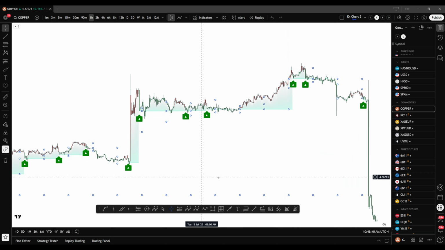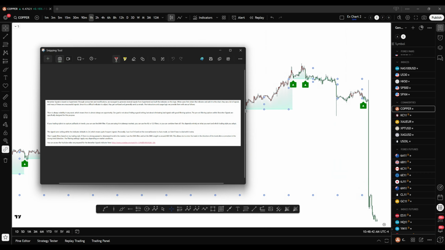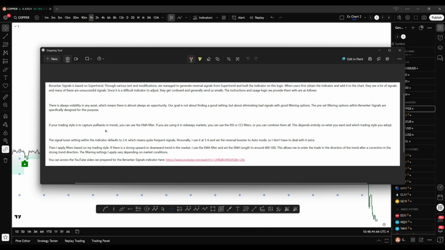And let's talk about this little part of the email so you guys can get a bit more context. So this is what they told me. The Berserker Signals is based on Supertrend. Through various tests and modifications, we managed to generate reversal signals from Supertrend and built the indicator on this logic. When users first obtain the indicator and add it to the chart, they see a lot of signals and many of these unsuccessful signals. Since it is a difficult indicator to adjust, they get confused and generally send us emails.